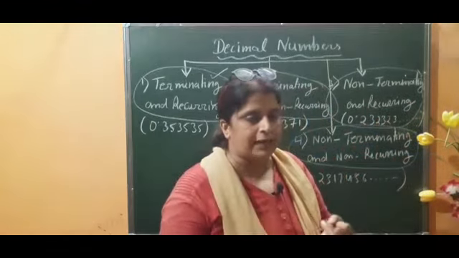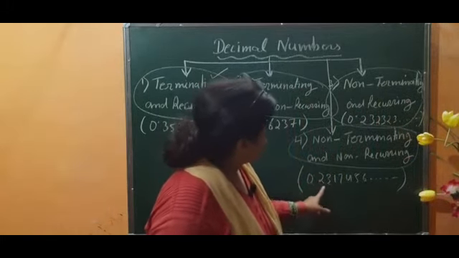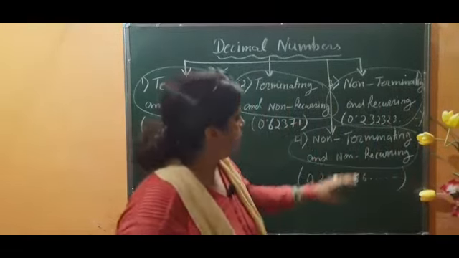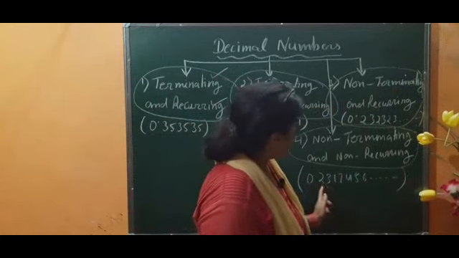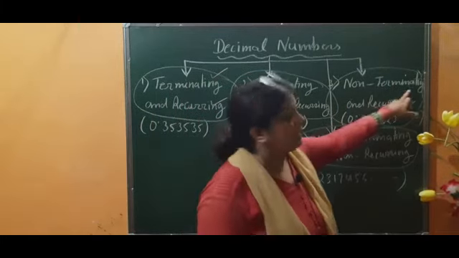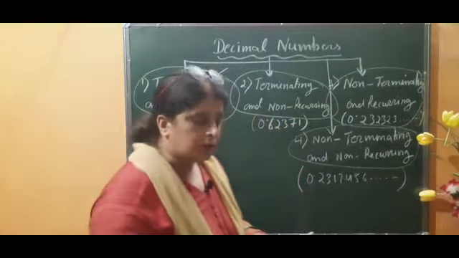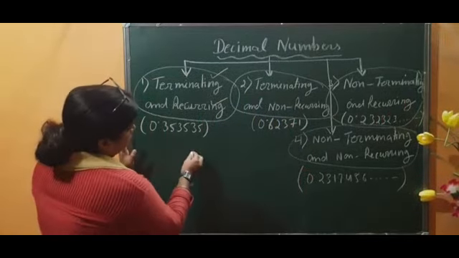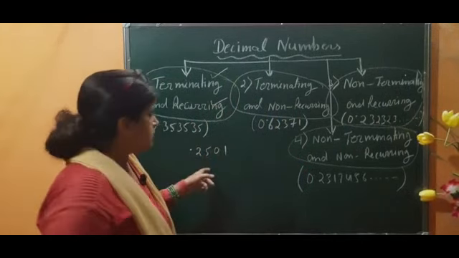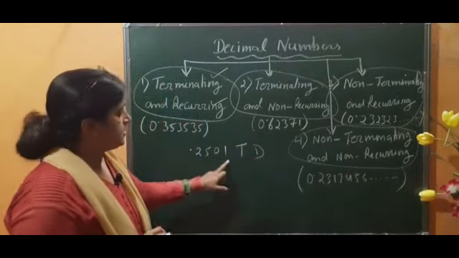Just now I am explaining terminating and non-terminating, so try to understand. Here also, 0.231745 and so on means there is no end of this decimal number. So we can't say that there is a fixed number of digits after the decimal point. So that type of number is called non-terminating. And if the number of digits is fixed, then we call it a terminating decimal. For example, 2.2501 is a terminating decimal, where the number of digits is fixed.